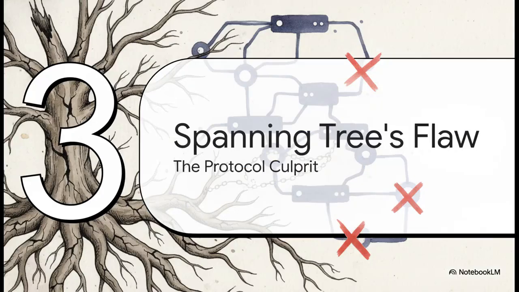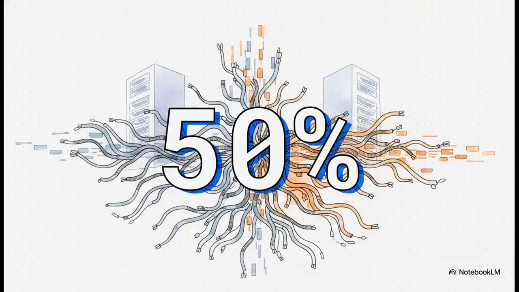Which brings us to part 3, spanning tree's fatal flaw. So the vertical inefficiency was bad enough, right? But ironically, the second major culprit in our autopsy was the very protocol designed to keep the network safe in the first place.